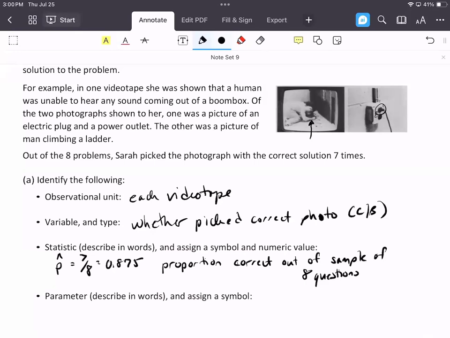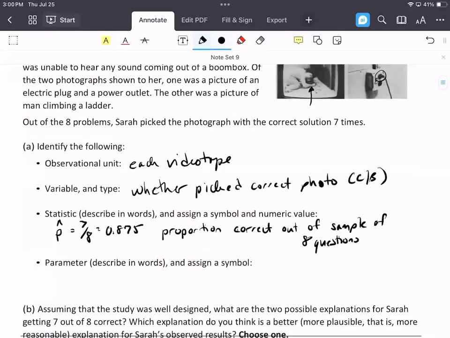Now, what's the parameter? Remember, parameter describes the population. So that's going to be just P, and that's the proportion. So I'm going to do prop. with a period there for proportion. Correct out of all such problems. Do we know that P, that true proportion? And the answer is no, or we wouldn't be doing a study. So the numeric value is unknown.